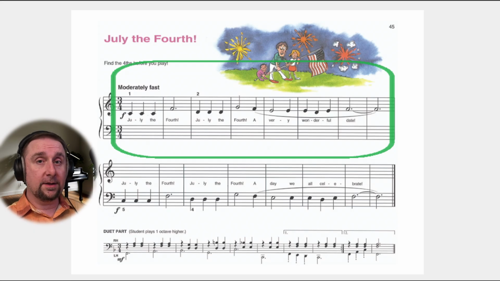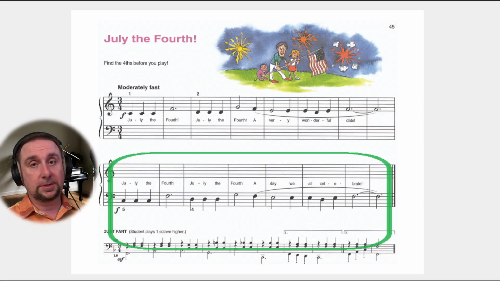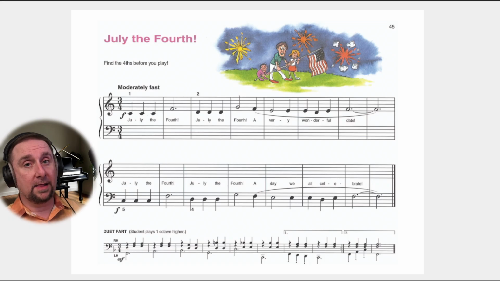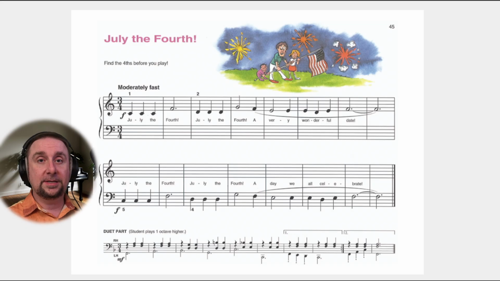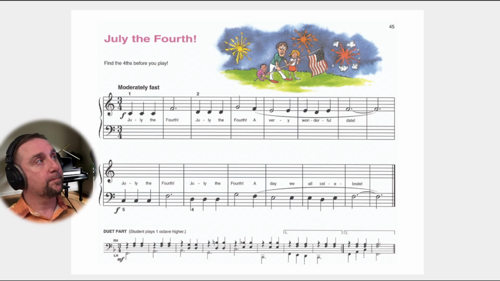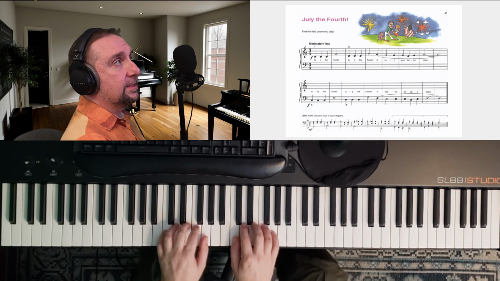And if we compare the letter names in the top line to the letter names in the bottom line, as far as the notes are concerned, they're exactly the same notes in both hands. So your right hand plays the melody, then your left hand plays the same exact melody, kind of like it's just echoing it or repeating it. Let's go ahead and play through this and see what it sounds like.